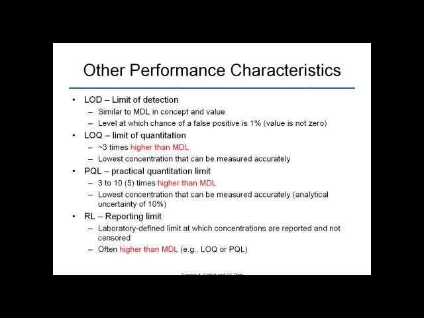Limit of quantitation and practical quantitation limit both have the same sort of goal, which is to say at a concentration at that level, you have a very good certainty that the concentration can be measured relatively precisely. So these levels are usually 3 to 10 times higher than method detection limits, and for the practical quantitation limit specifically, you are saying that you can measure that concentration with an analytical uncertainty of less than 10%. So you have relatively good confidence in that pollutant concentration at that level.